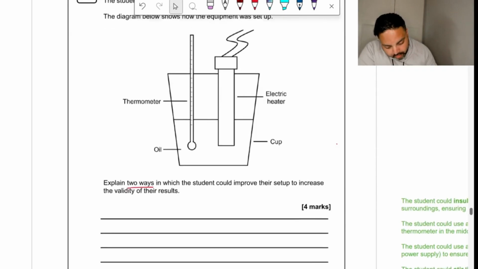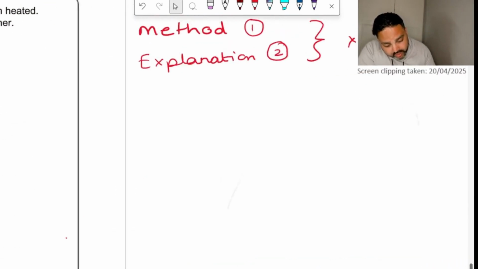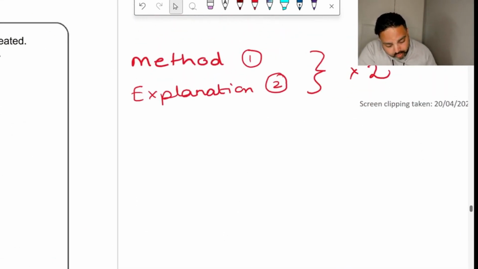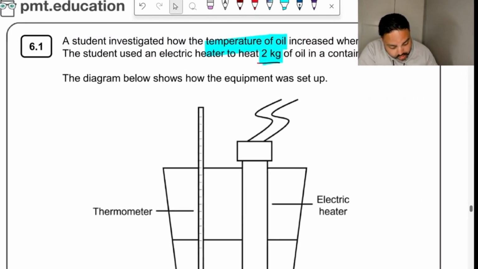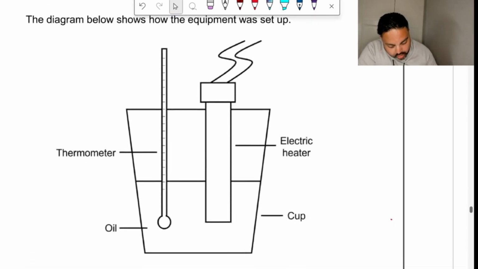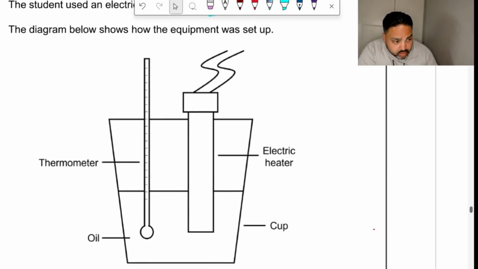Right, okay. So, you get 1 mark for saying the explanation, and 1 mark for one method, and then 1 for the explanation. So I'm going to draw them on the screen. What's the first thing I could do? Use a lid and insulated cup.